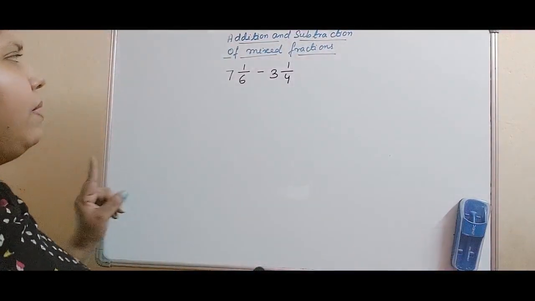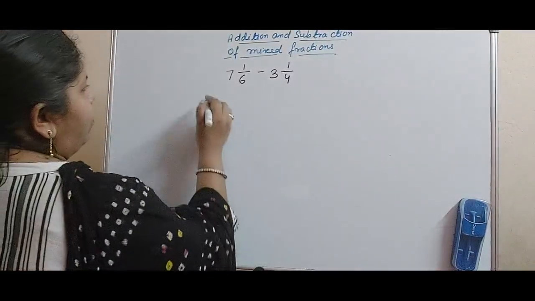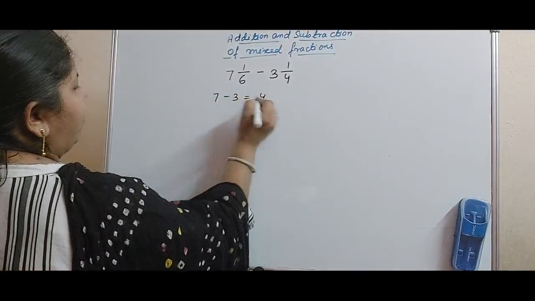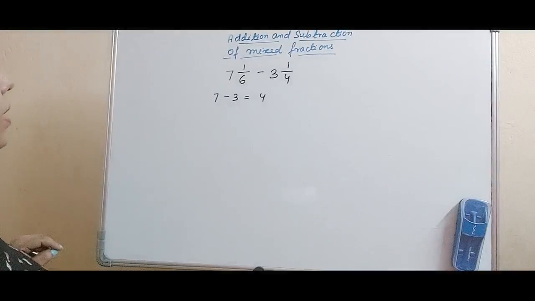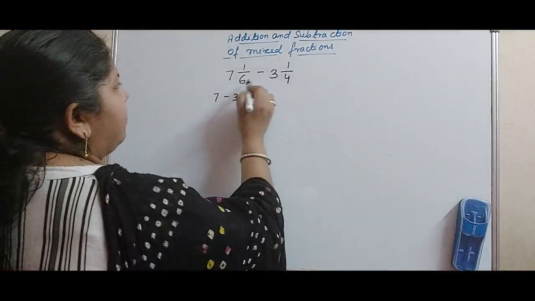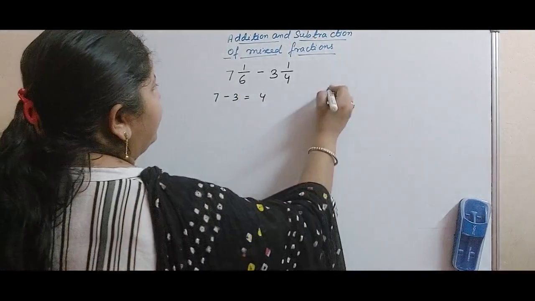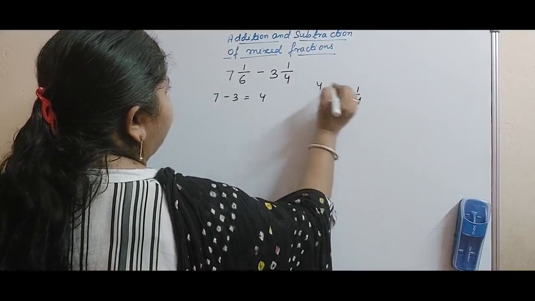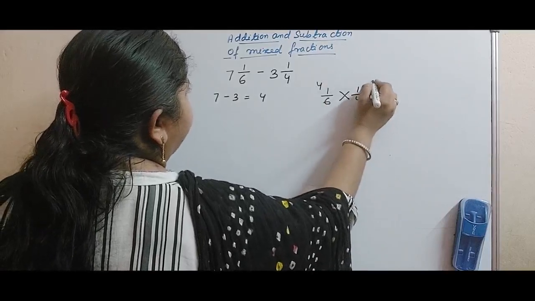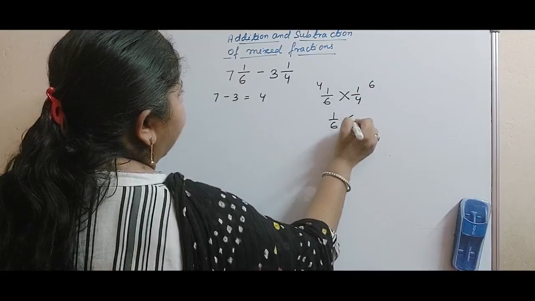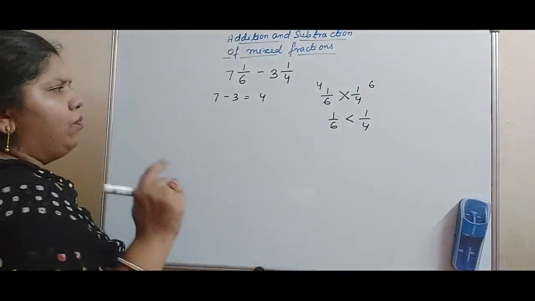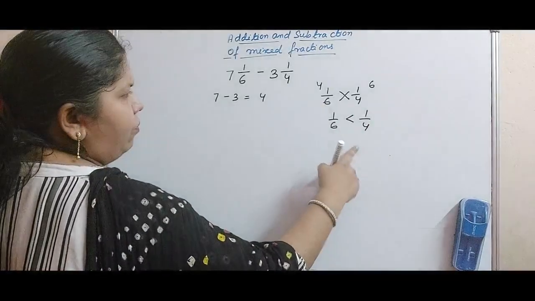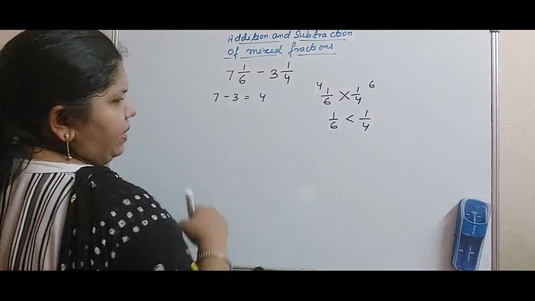First we are going to subtract the whole number part. Whole number part subtraction: 7 minus 3 is equal to 4. Now we will compare the fractional part first. You see 1 by 6 and 1 by 4. If you do the cross multiplication, this side it is 4, this side it is 6. So we get 1 by 6 less than 1 by 4. So what we will do is borrow 1 from the whole number part and add it to 1 by 6.